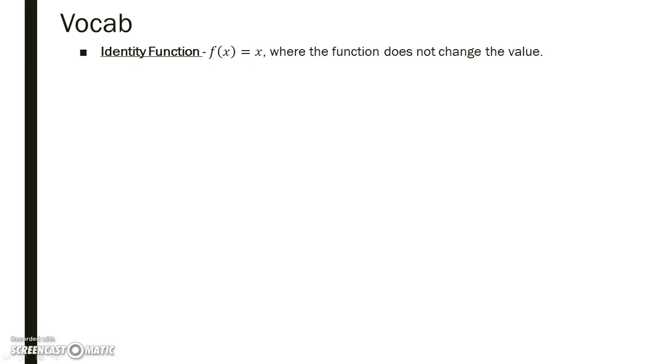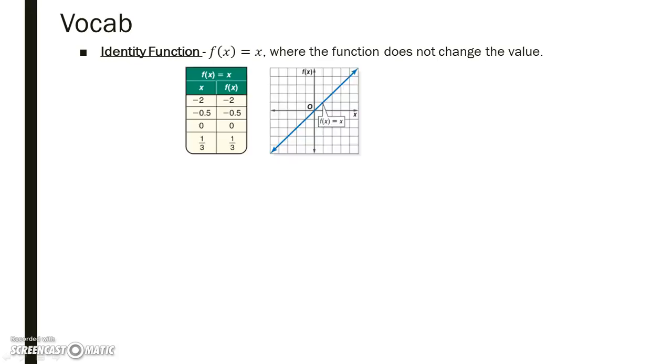The identity function, f of x equals x, where the function does not change the value. So here is the example. This is another case of slope-intercept form where m is 1, b is 0. This is the function f of x equals x. The graph is the line through the origin where slope is 1. Since the function does not change the input, f of x equals x is called the identity function.